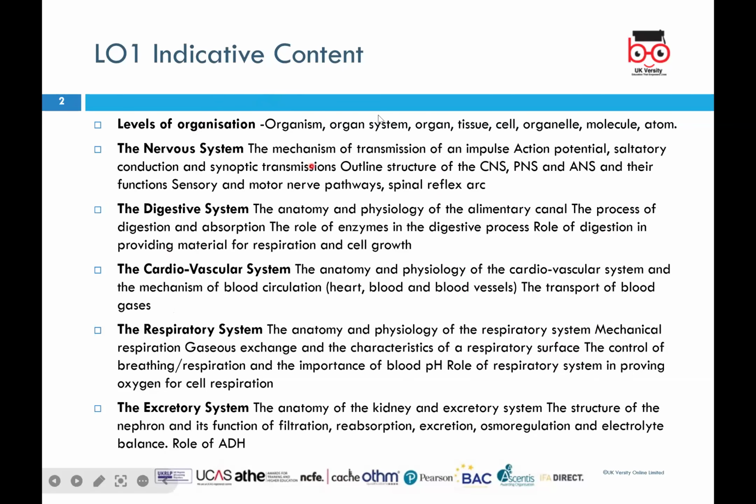What an organism is, what's an organ system, what is an organ. An organ system is different. Within the organ system, you have organs. What are tissues? What are cells? What's an organelle? What's a molecule? What's an atom? Okay. The nervous system, we'll talk about this. What reflexes there are, what the central nervous system is. There's a central nervous system, there's a peripheral nervous system, and there is an autonomic nervous system. Our body functions according to the impulses generated by all of these.